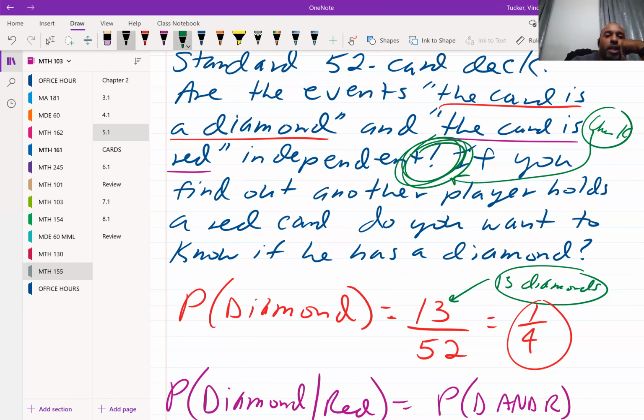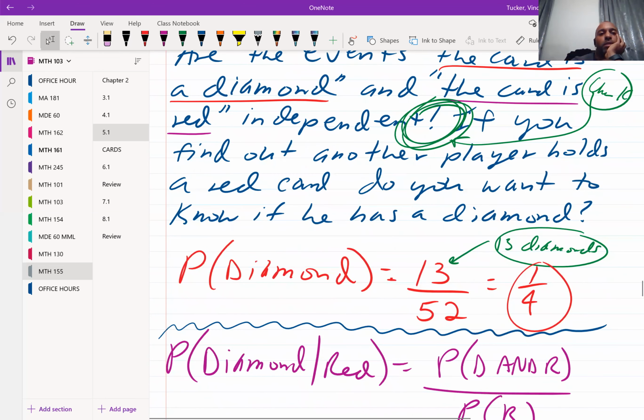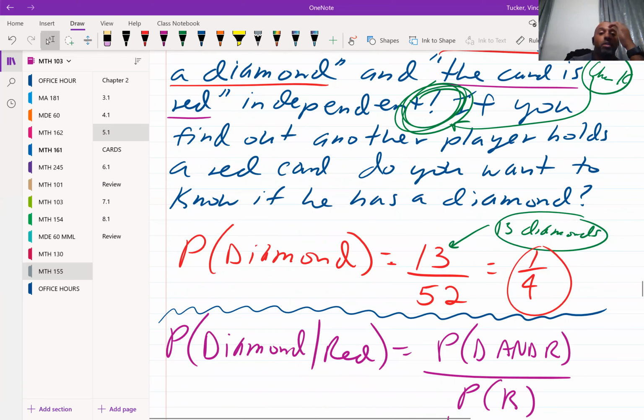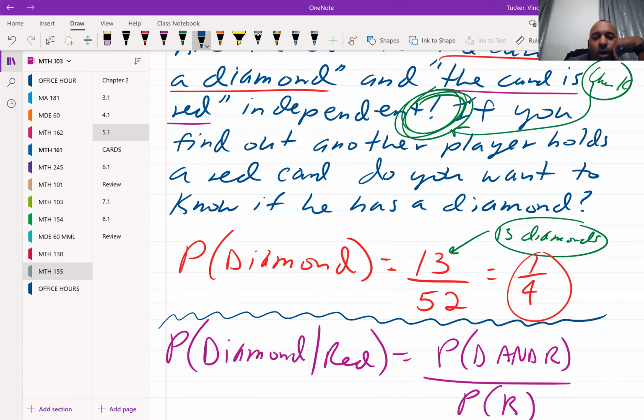So before we go to the next piece, is everybody okay with that? The probability of getting a diamond is 1/4. All right, now the probability of getting a diamond, given that the card is red.